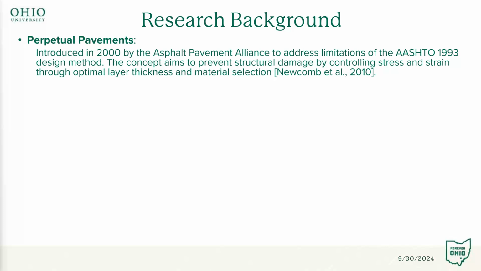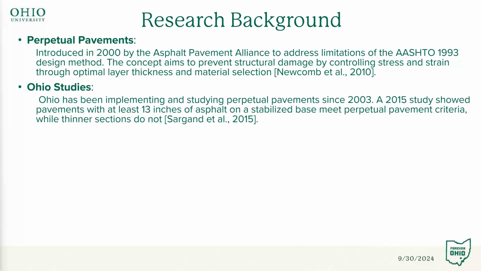A little bit about the research background. Perpetual pavements were introduced in 2000 by the Asphalt Pavement Alliance to address limitations of the AASHTO 1993 design method. The concept aims to prevent structural damage by controlling stress and strain through optimal layer thickness and material selection. There were several studies completed in Ohio. Ohio has been studying perpetual pavement since 2003. In 2015, a study showed that pavements with at least 13 inches of asphalt on stabilized base meet the perpetual pavement criteria, while during that study it said thinner sections do not.